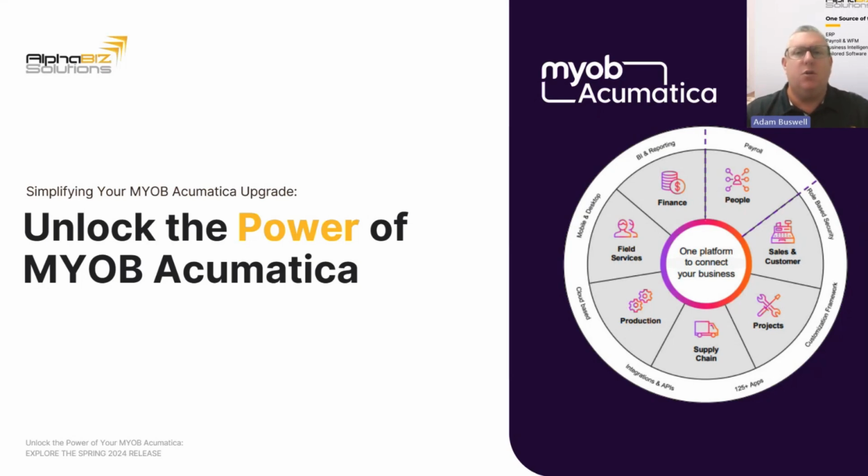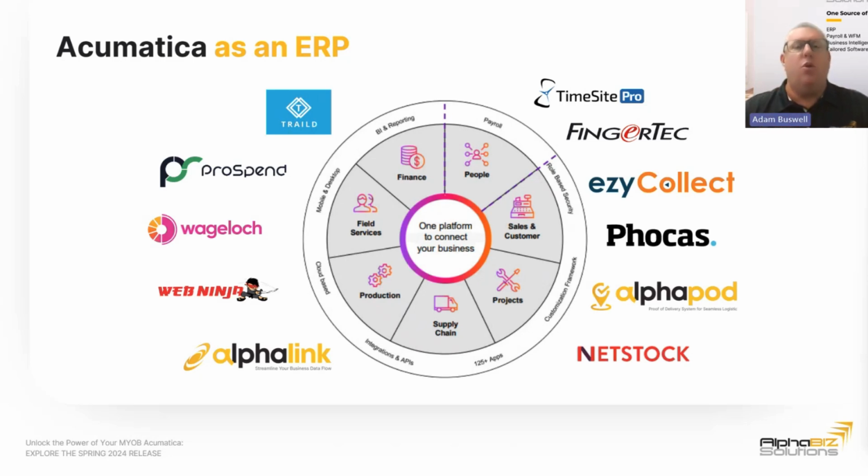So there'll be other sessions that we'll be running this year that will focus on finance, field services, production, supply chain, projects, and sales order processes as well. We'll also highlight some of the independent software vendors that we work with. We had a session last year on Trailed, and we've got one coming up shortly with ProSpend as well. And then we'll also start highlighting some of our add-ons that we have in market.